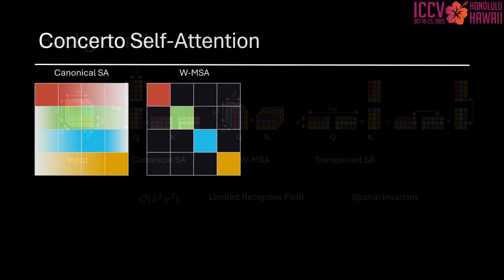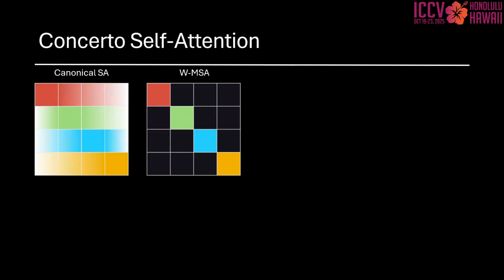If we visualize the attention map of canonical self-attention, the highest values are usually located along the diagonal. This means that each position mostly attends to itself or nearby pixels. Based on this observation, the attention map of window-based self-attention can be seen as a block diagonal matrix. Each block processes only a local region without direct connection to others.